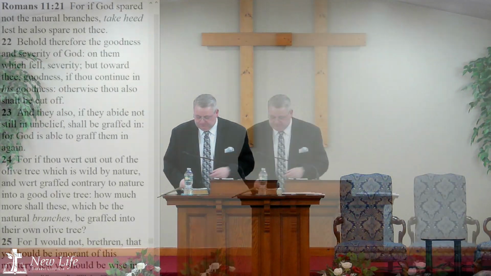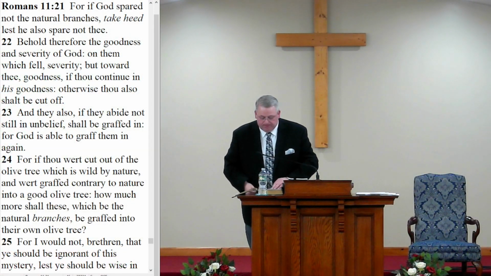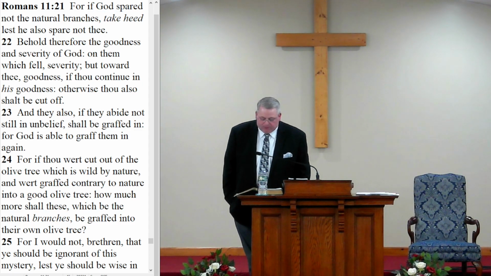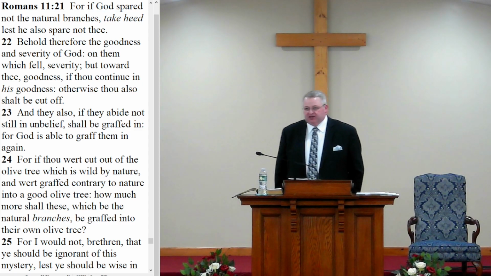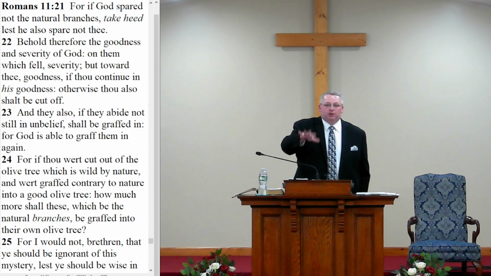Verse number 21. For if God spared not the natural branches, take heed lest he also spare not thee. One day, Jew and Gentile alike, lost Jew and Gentile alike, will be subject to the wrath of God. Thank God for Romans chapter 8. No condemnation to them that are in Christ. You say, doesn't the wrath of God worry you? Nope. I am not going to suffer the eternal wrath of God. I'm not all that excited about current judgment. Okay?